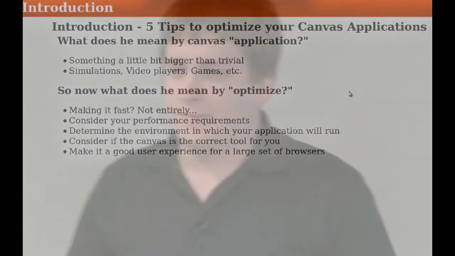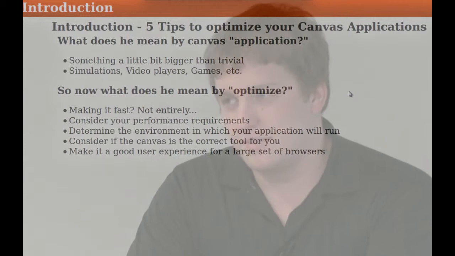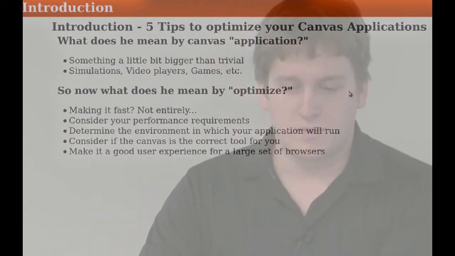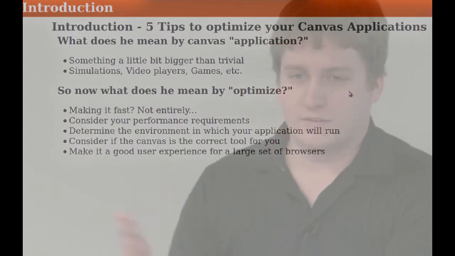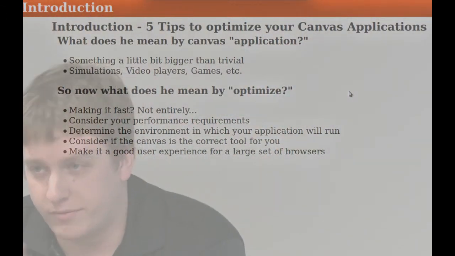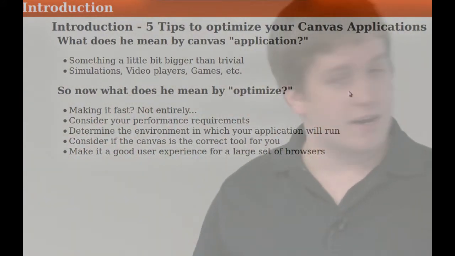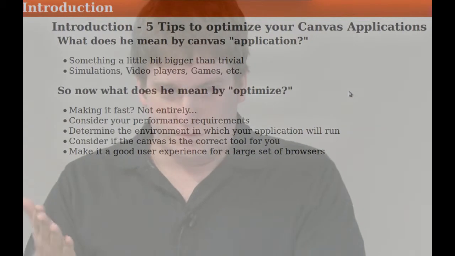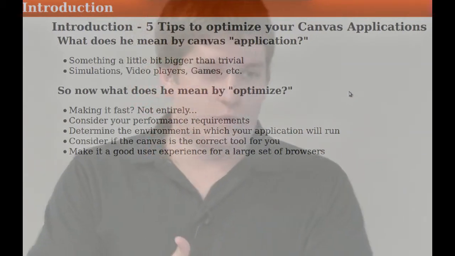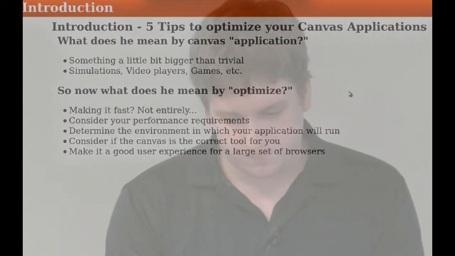So now what do I mean by optimize? Is he talking about how we are going to speed up our Canvas applications? That's part of it, but you also need to consider your performance requirements. You need to figure out where it's going to run. You could run Canvas on a tablet or a mobile phone, or inside of a VM, which is what I'm currently inside of, or on a super powered box. So how are you going to handle that with a lot of different rendering engines handling everything differently?